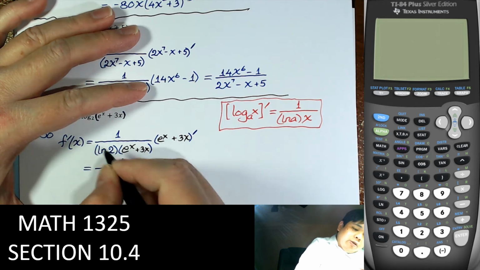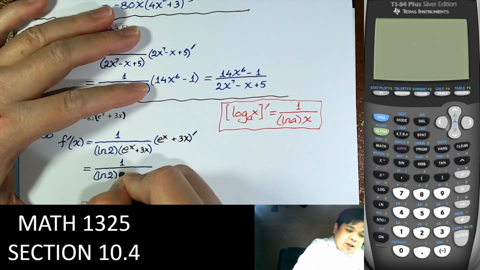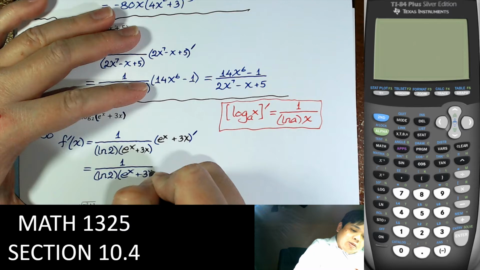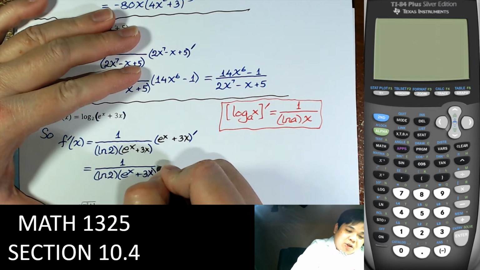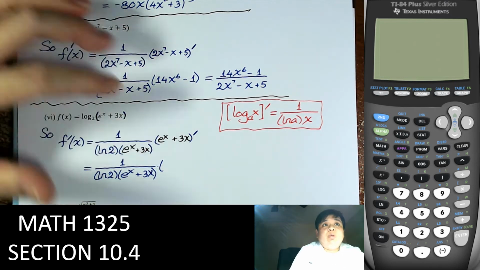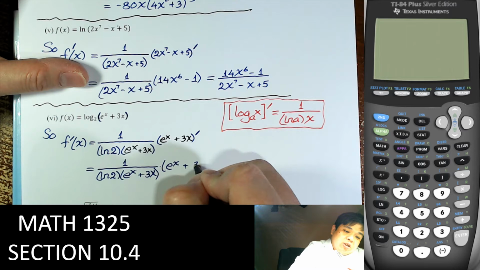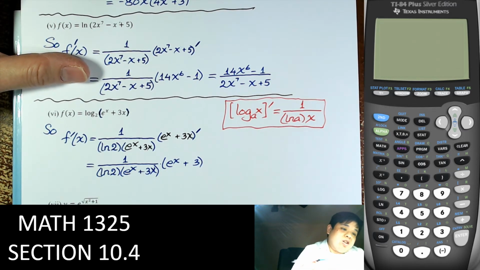So 1 over ln of 2 times (e to the x plus 3x), that's 3x, not 3 to the x. Now times the derivative. The derivative of e to the x is itself. The derivative of 3x is just 3. So we have that. Once again, if we can multiply to the top, do that.